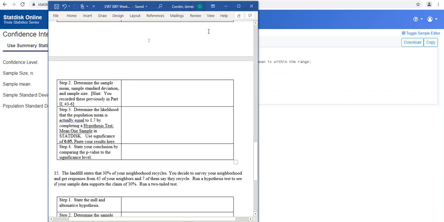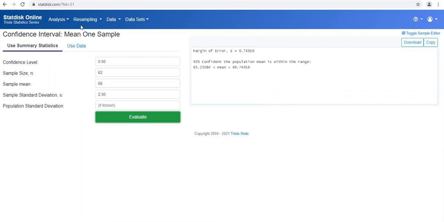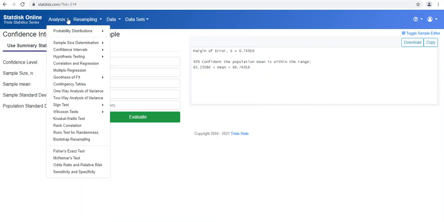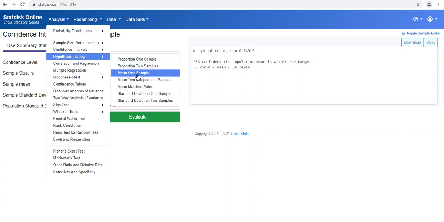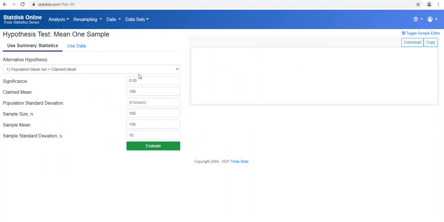So I'm going to put this down. We go to analysis, hypothesis test, mean one sample. So that means you collected one sample of data and you're testing the mean. Now we're testing to see if it will support the idea of 1.7. Okay. So when we go into this, we'll see that StatDisk is set up for the alternative hypothesis. Remember, we said the alternative hypothesis was not equal to.